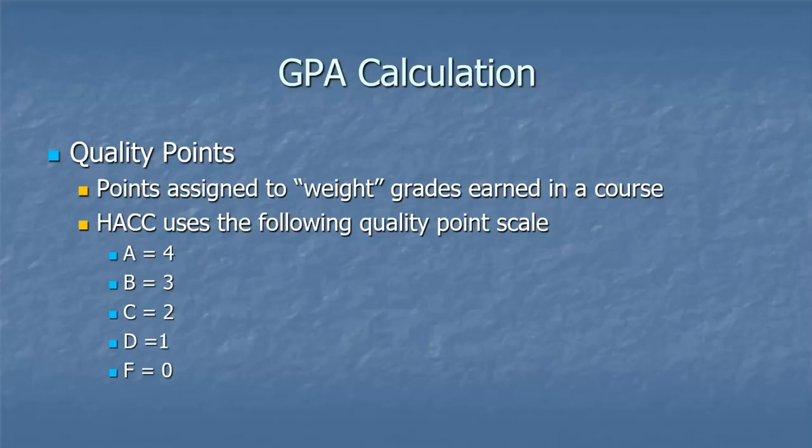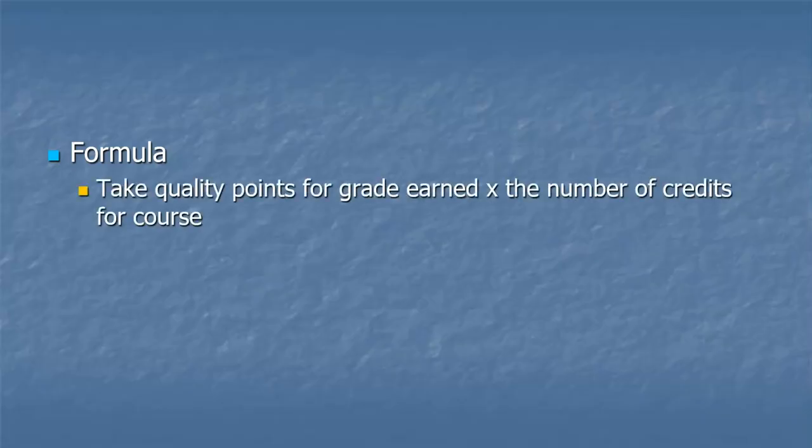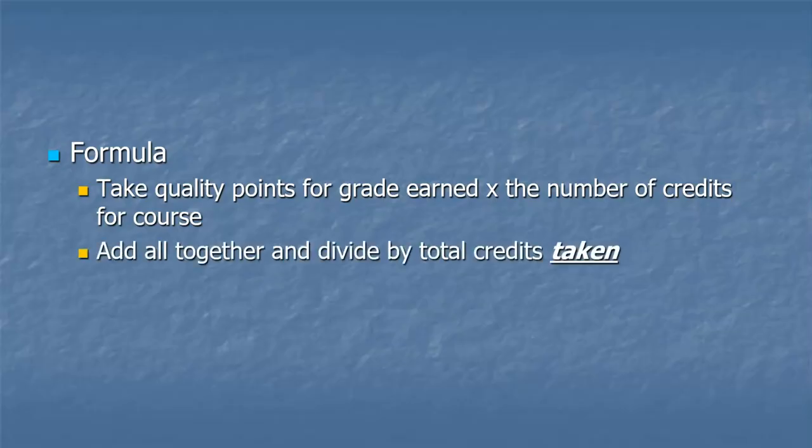So we first have to calculate the quality points. The formula is that you take the quality points for the grade that you have earned and multiply that by the number of credits for the course. Then you're going to add all of your quality points together and divide by the total credits taken. This is very important to understand. If you have not taken a class, you don't have a grade, so you can't use those credits in the calculation.